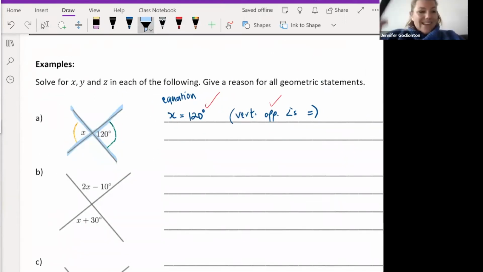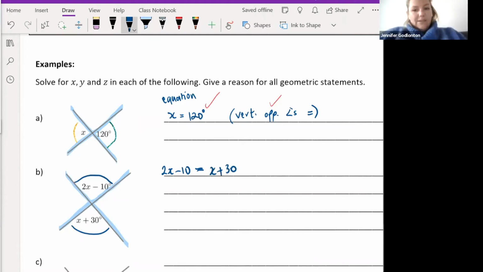All right. Geometry is so rad. Okay, here's a straight line. That means that this angle must be equal to that angle. So how do we write that? We write it like an equation. We say, well, 2x minus 10, that's this angle over here, has to be equal to this angle here, x plus 30. And our reason for that is going to be vertically opposite angles are equal.